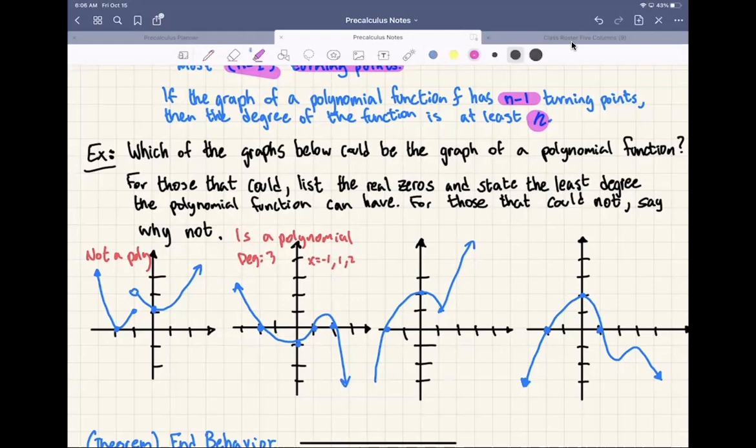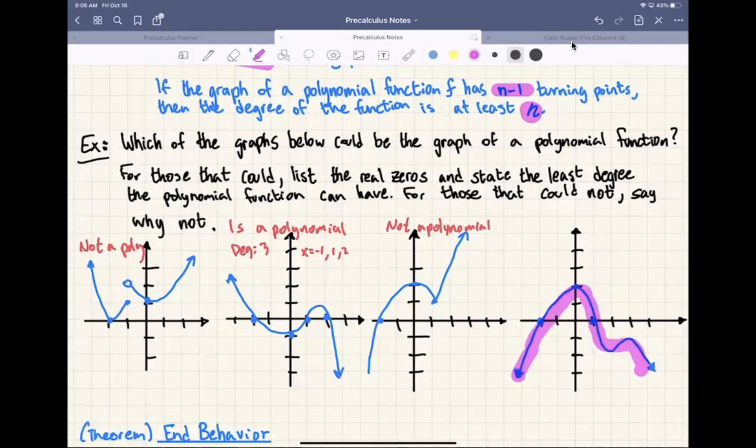This is not a polynomial because it has this cusp right here. Remember, it has to be a smooth line. So therefore, not a polynomial. And last but not least, this next one is a polynomial. Again, it's smooth and continuous. It has a least degree of 1, 2, 3 turns, so 3 plus 1, so 4. And the zeros are x equals -2 and 1.